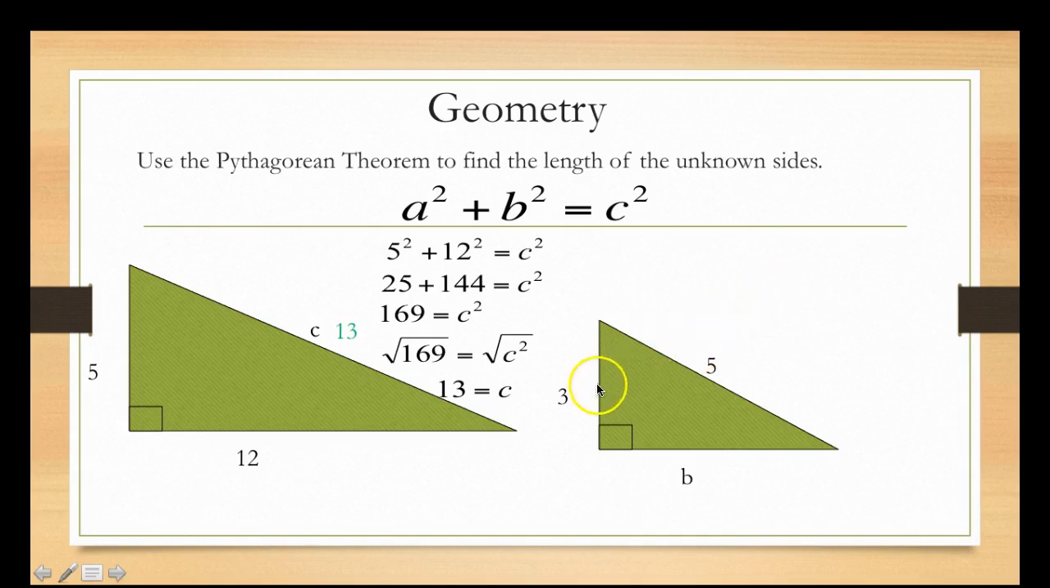For the next problem, set it up the exact same way. Remember, our legs are A and B, our hypotenuse is C. And so, as we solve, we want to now subtract 9 from both sides. Square root B squared and square root 16. We get 4. B equals 4.